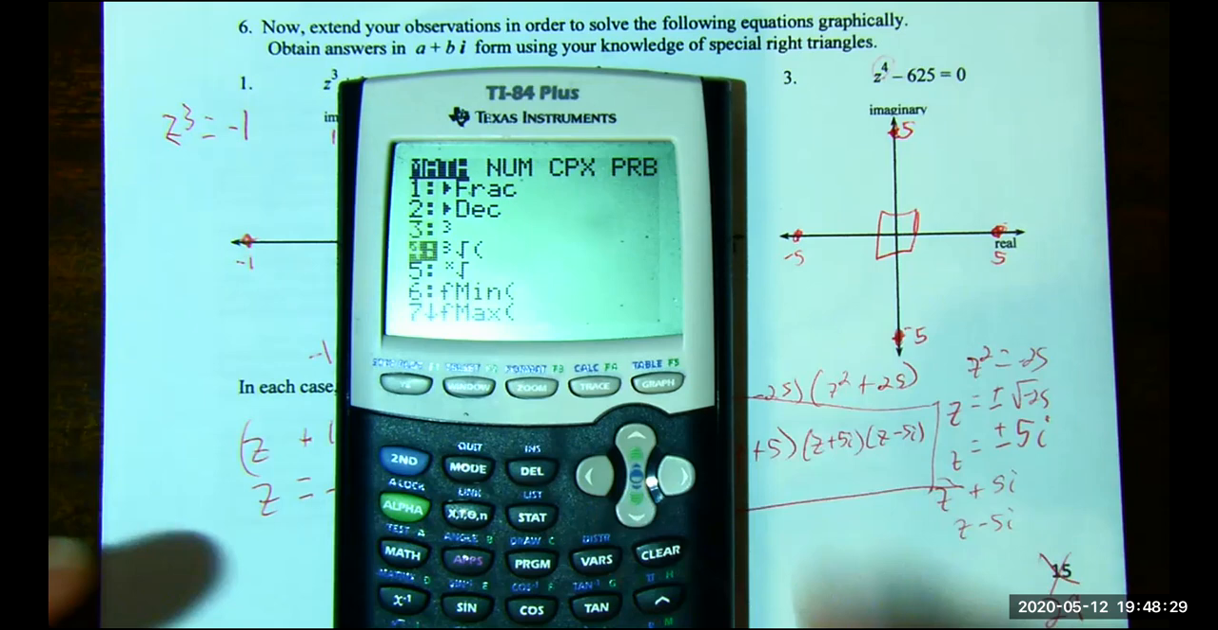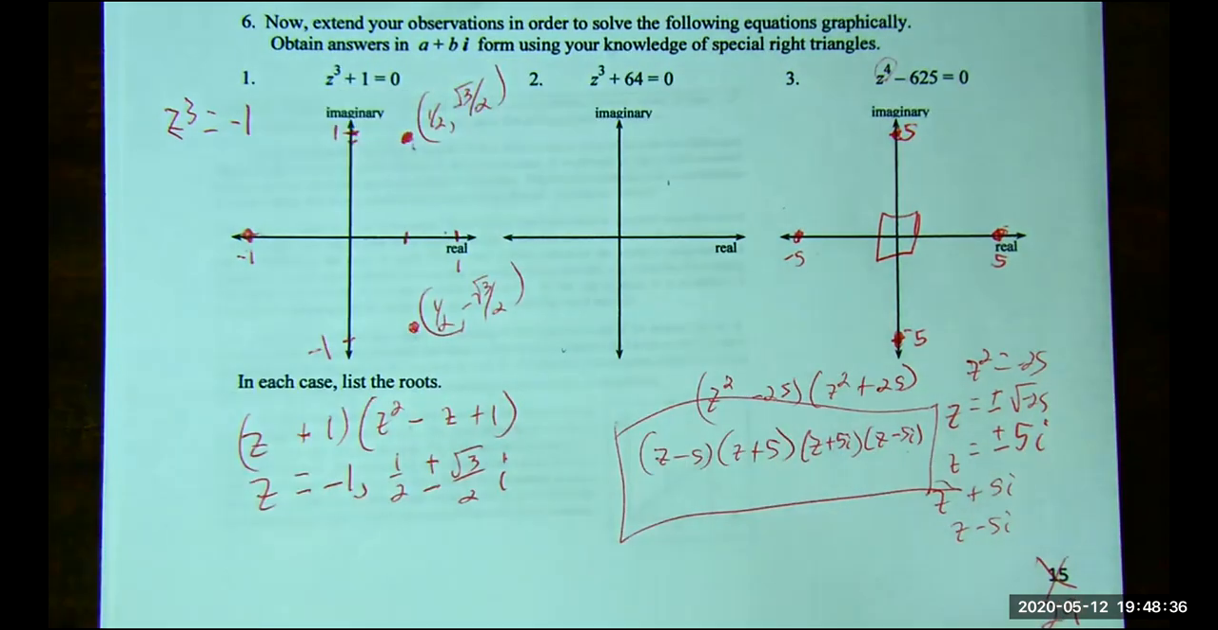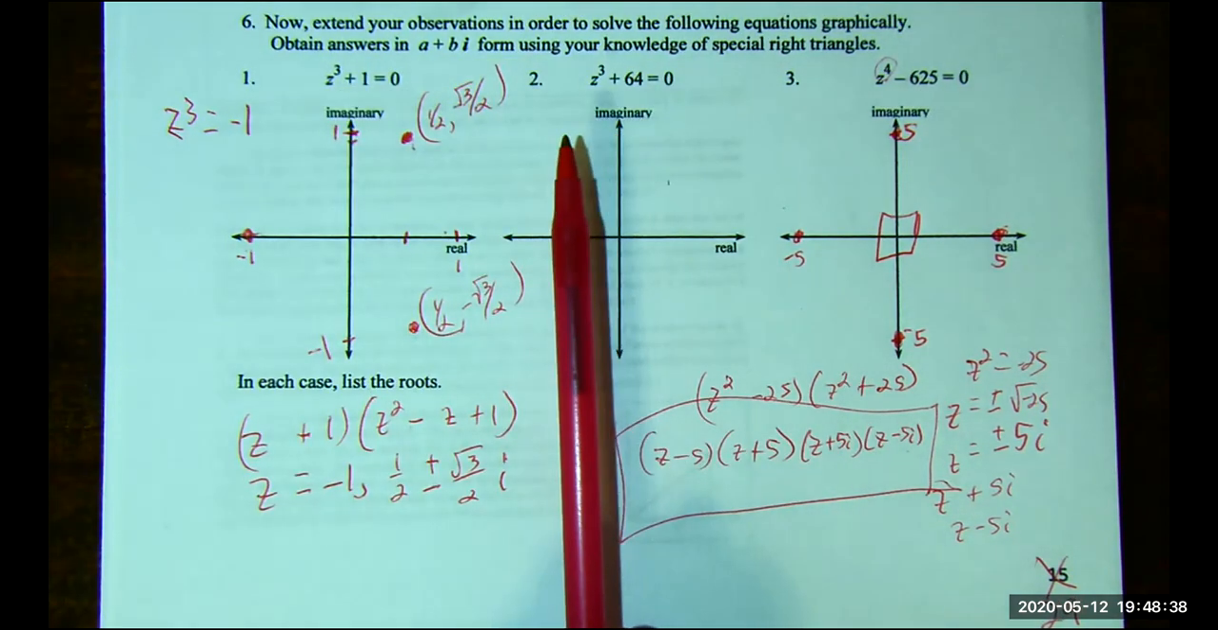Yes. Let's just do it this way. I think it's 4. Yeah, 4. So you would be dealing with essentially 4. And I would just factor this the perfect cube way.